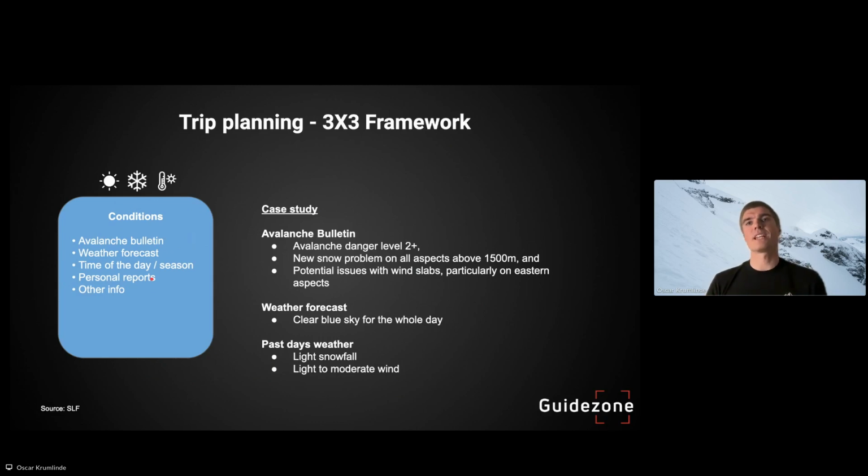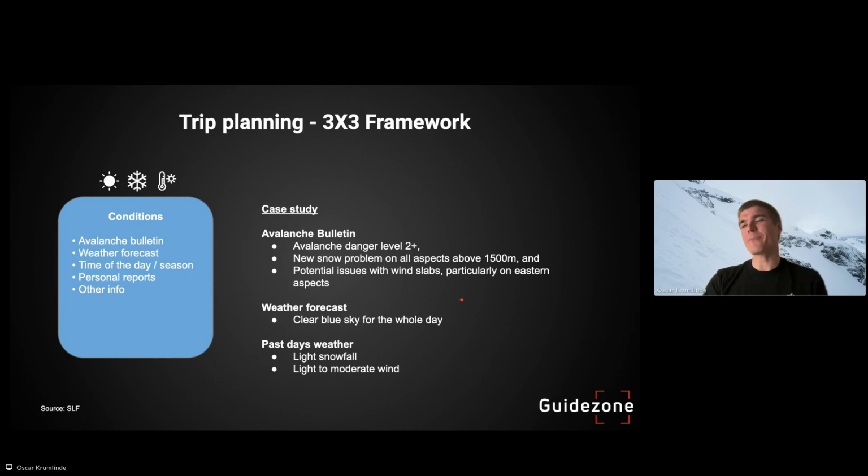But try to collect as much as possible of the conditions before you actually go out in the mountains or start planning your tour. So you might have to look at a wide area to actually find suitable terrain to move in. But for this scenario, we're going to assume that we have avalanche danger level 2+. We have a new snow problem on all aspects above 1500 meters. And the text also describes that we might have potential issues with wind slab, particularly on, that should say western slopes, actually, sorry. So western aspects.